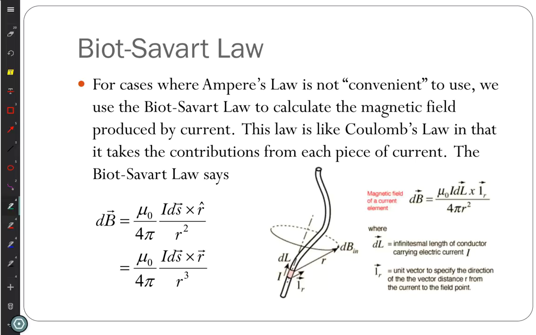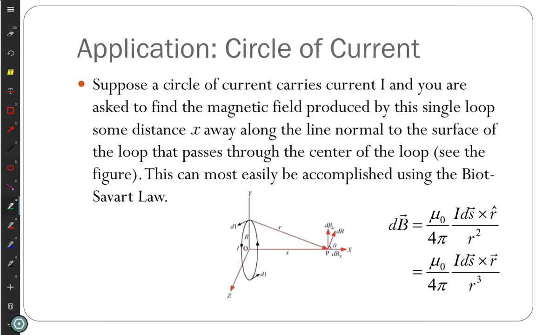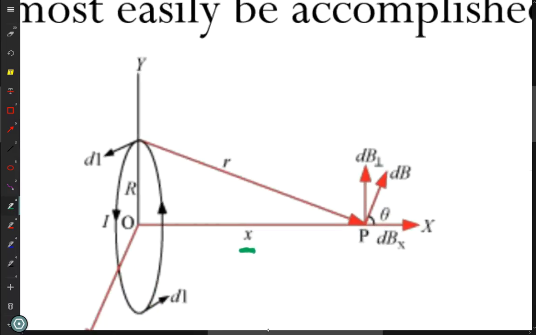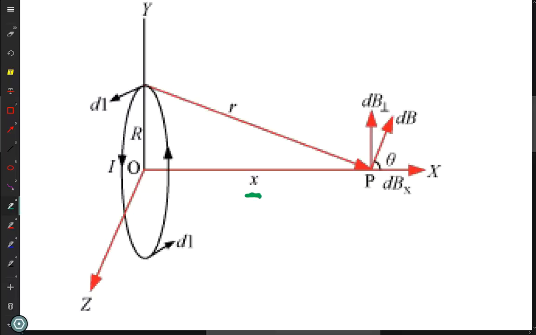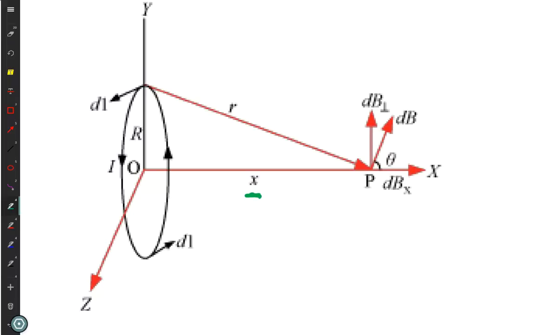And so it's best just to get started and do some problems with this rather than sitting and trying to explain every little bit of it. So let's just do possibly the simplest problem with the Biot-Savart Law. Okay, the simplest problem is if you're at the center of the circle. That's the simplest. This is the next simplest. We have a loop, a single loop with current I going through it, and we want to know what the magnetic field is, some distance x, away from the center of the circle on the line that is normal to the area of the circle.